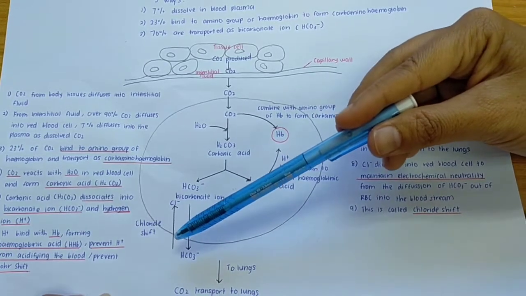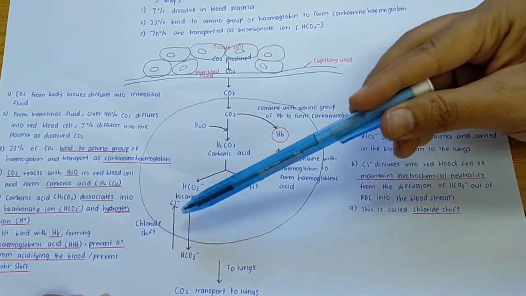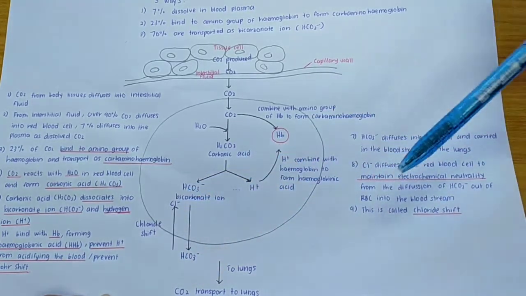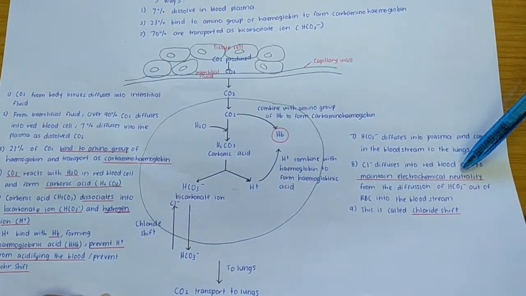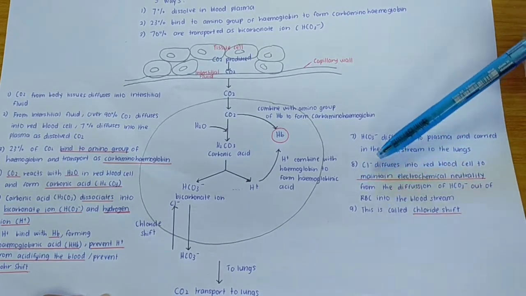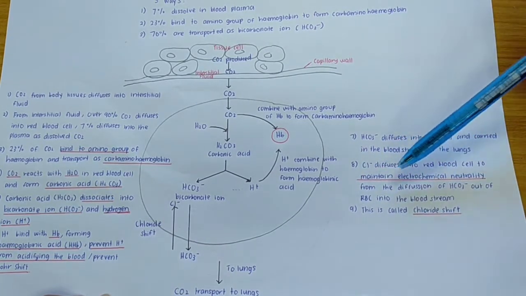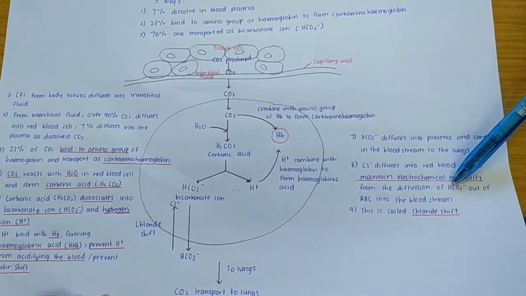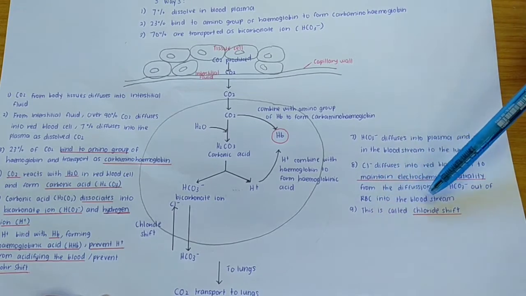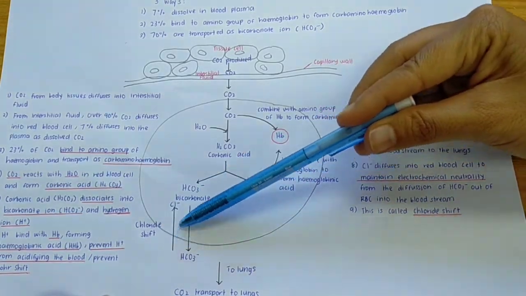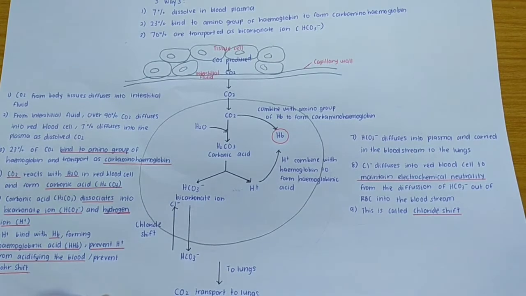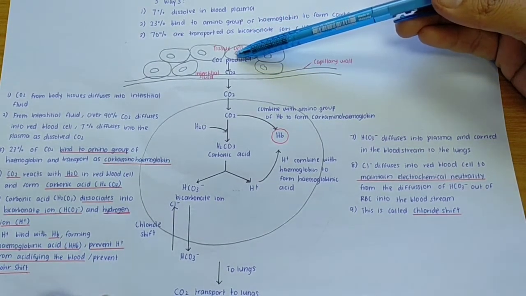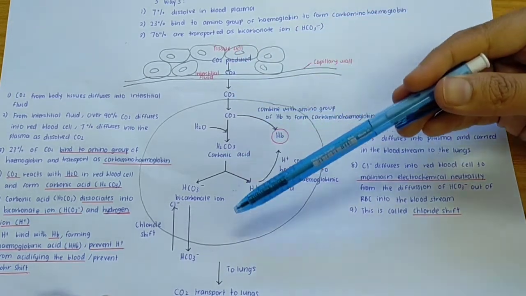So why must chloride ion diffuse into the red blood cell when bicarbonate ion diffuses out of the red blood cell? To maintain electrochemical neutrality. So if you look at the sentence, chloride ion diffuses into the red blood cell to maintain electrochemical neutrality from the diffusion of bicarbonate ion out of the red blood cell into the bloodstream. So this process we call the chloride shift. Okay, so this is how carbon dioxide from tissue is transported to the lung.